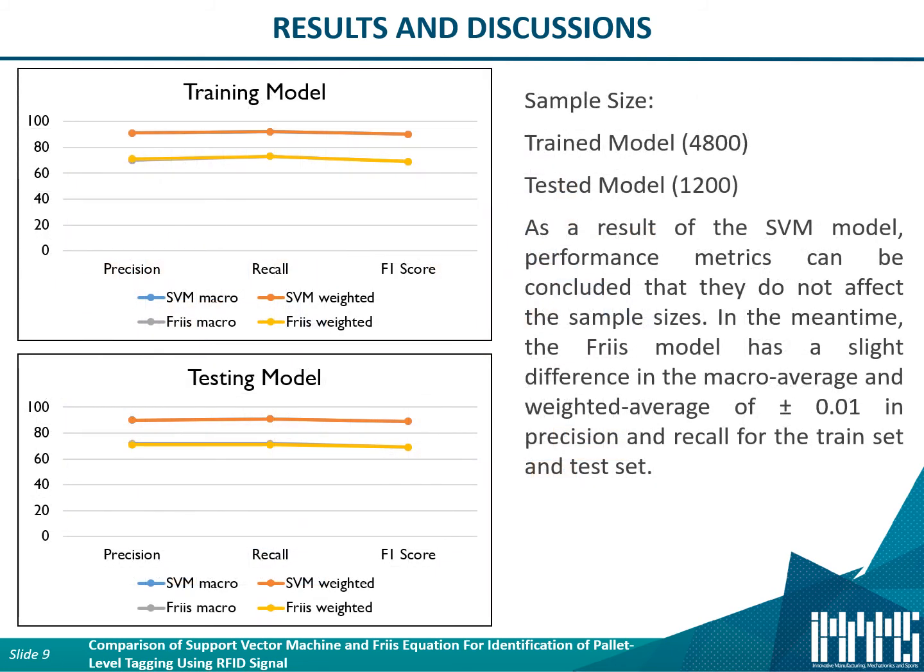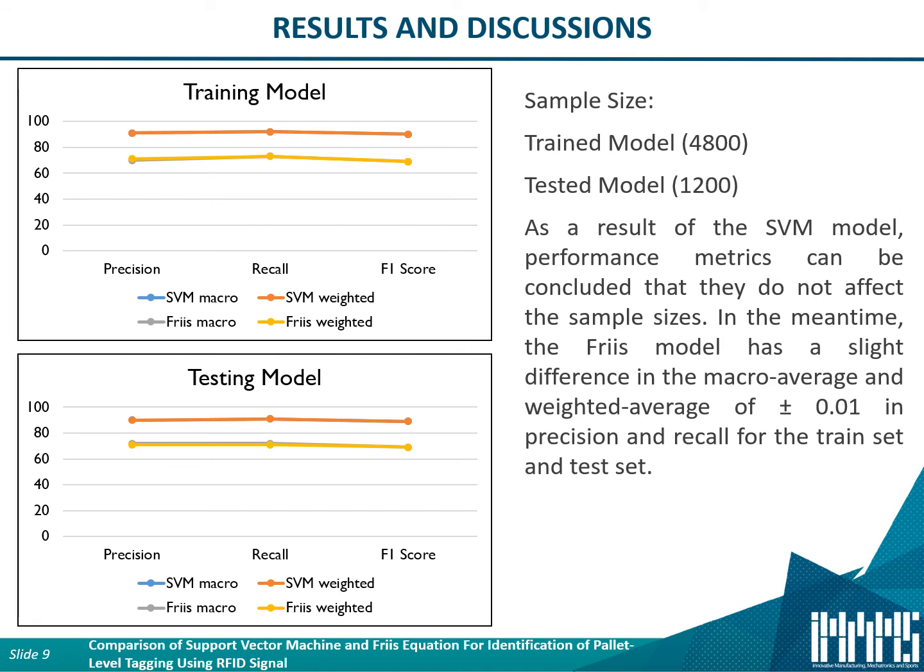The evaluation performance of precision, recall, and F1 score can be seen from these 2 tables. The first one on the top is the training model of the SVM and the Friis, which includes the macro and weighted averages. We can see here that the precision, recall, and F1 score seem quite stable, whether in weighted or macro. But it is obvious that SVM has a better performance than the Friis equation. The same goes for the testing model.